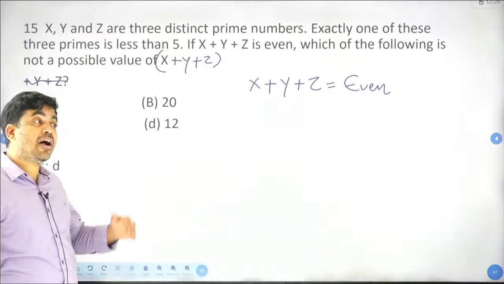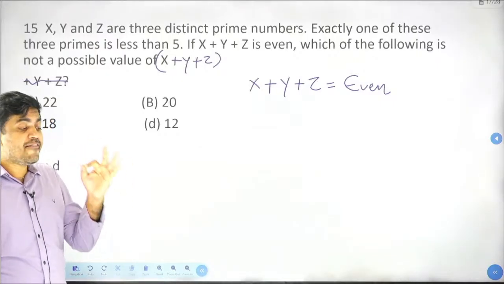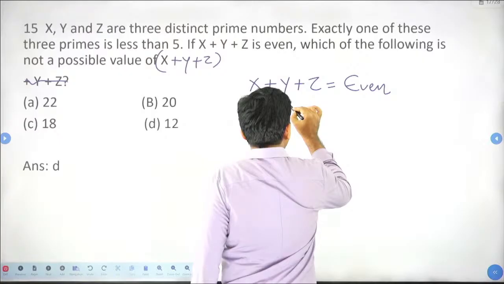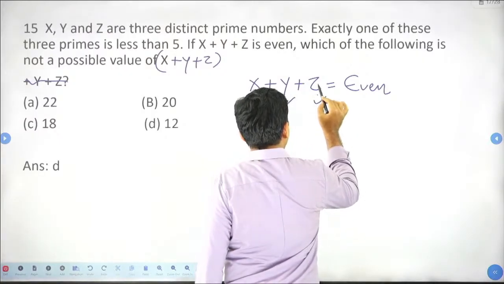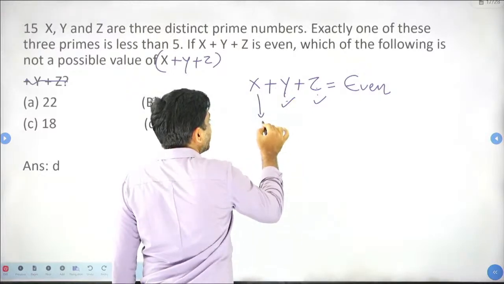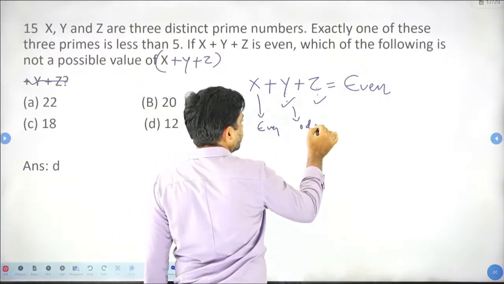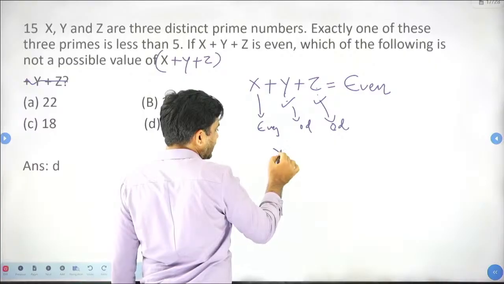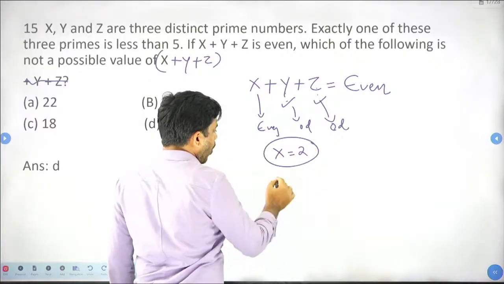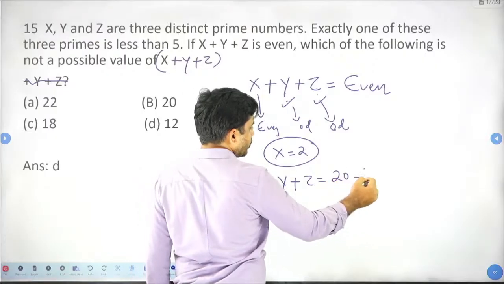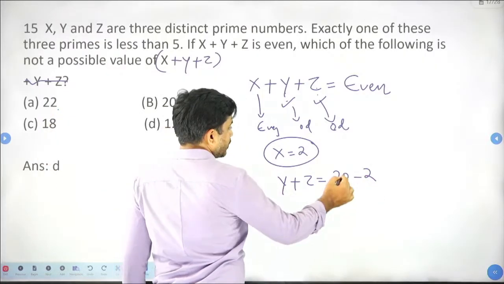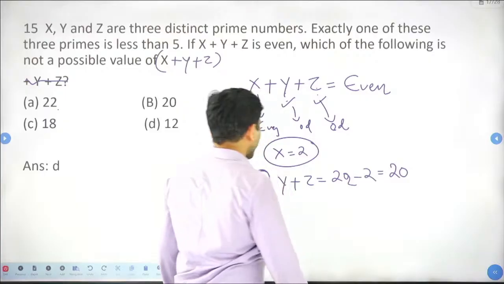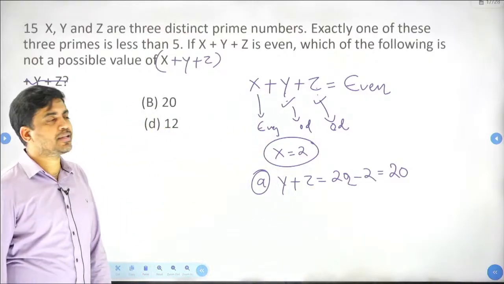What are the prime numbers? Apart from 2, every number is odd number. If you take these two are above 5, odd number plus odd number is even. So X must be even. Then only finally you will get even value. Let us fix X equal to 2. What is Y plus Z? It is 22 minus 2, it is 20. So in first case, Y plus Z equal to 20.